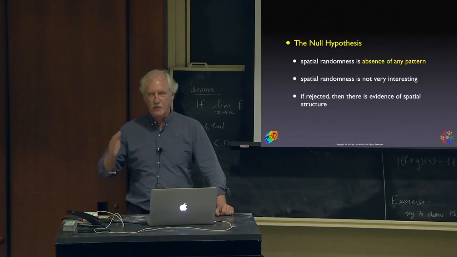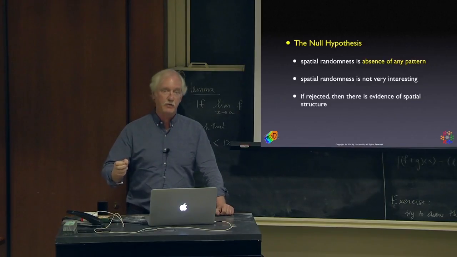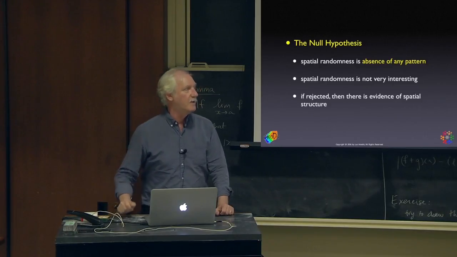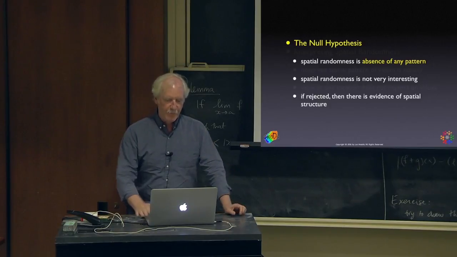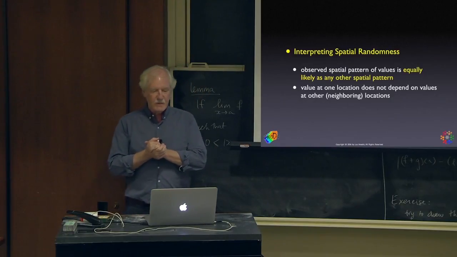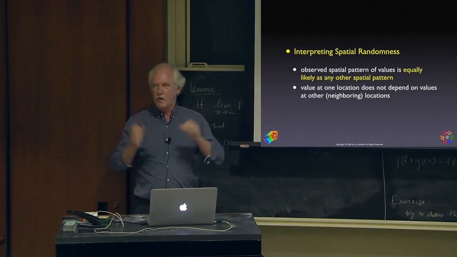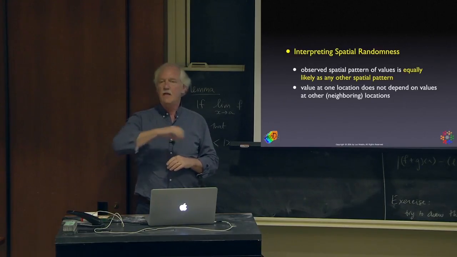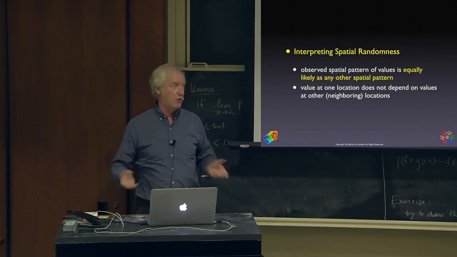So really, our mission in life, so to speak, is to reject spatial randomness, which means that there is some structure in the data, and then we want to discover that structure and later on explain that structure. So that's what it's all about. We want to reject the null. So what does this null really mean? If you think of the great data generator out there somewhere that puts values in space, it means that any pattern that you see is equally likely as any other pattern that may have occurred.